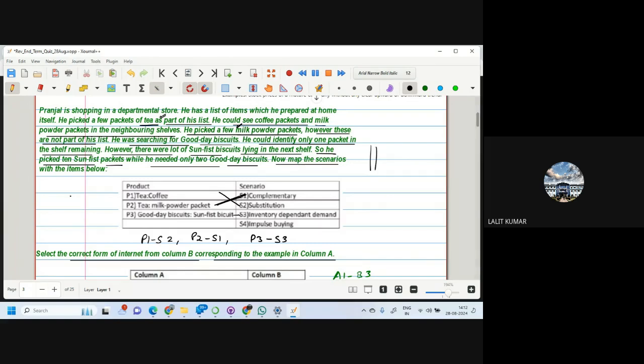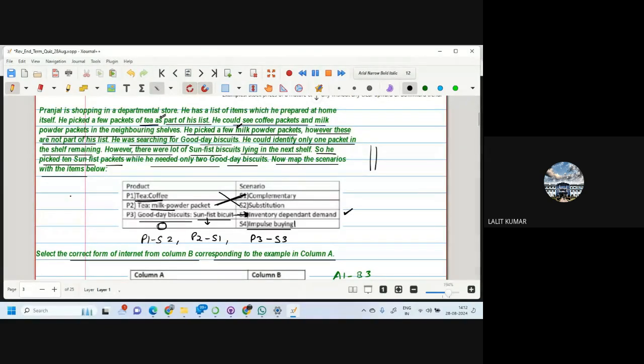Now map the scenarios with the items below. We know tea and coffee are substitutes. If he did not purchase tea, for example, if the tea was not available, then he would have picked up coffee. Milk powder he has picked up because it is complementary. And the Good Day biscuits and the Sunfish biscuits: why did he purchase Sunfish biscuits? Because there were no Good Day biscuits on the shelf. So this is inventory dependent demand. That inventory was not there, and that's why he went for the Sunfish biscuit.